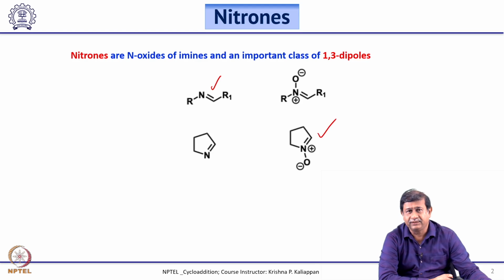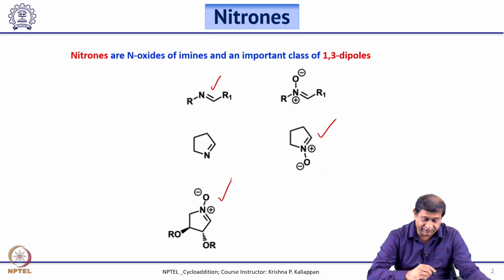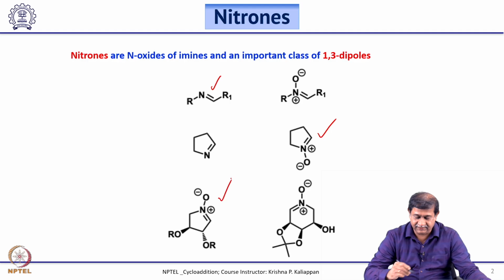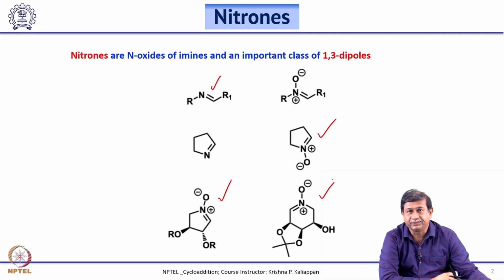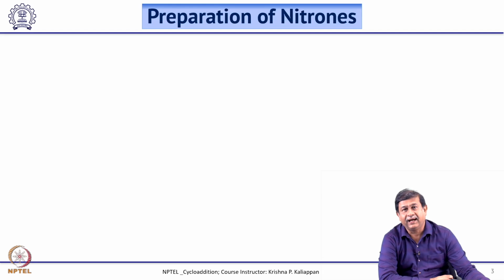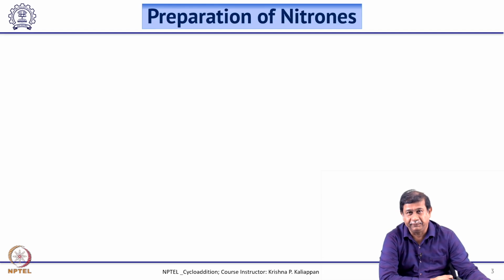Likewise, there are quite a few sugar-derived cyclic nitrones. Obviously, they are chiral, and you can see here this is a 5-membered one, and this is a 6-membered one. So one can easily make all these nitrones in a few steps. So now let us see how these nitrones are prepared.